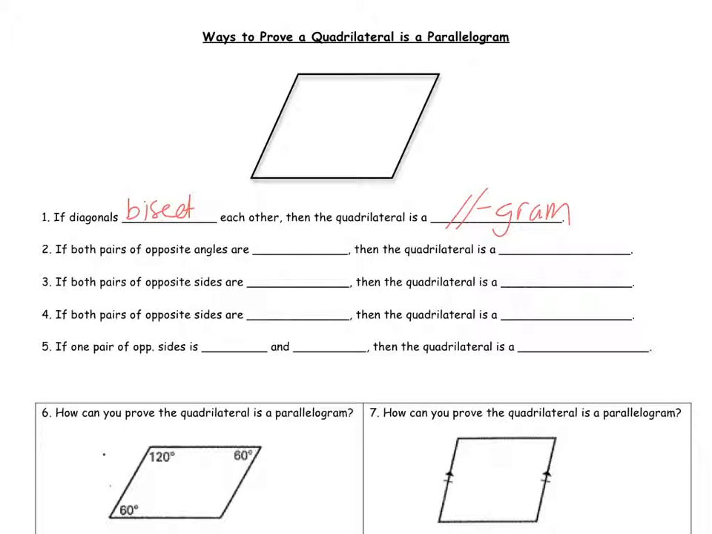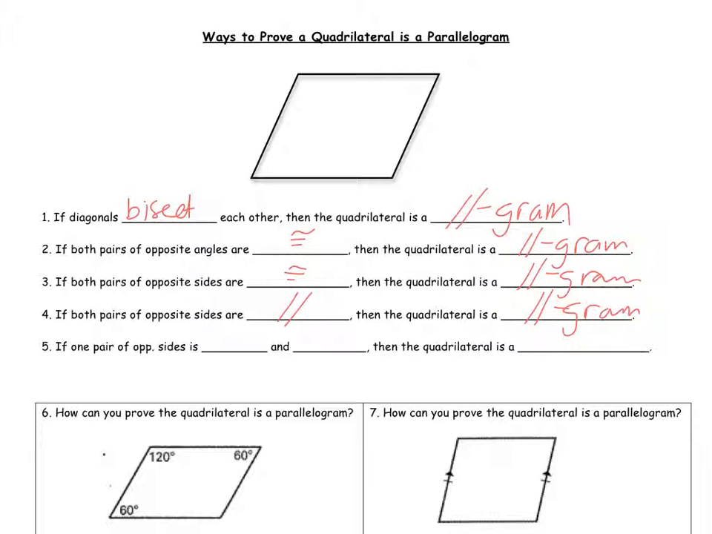All right, so if both pairs of opposite sides are blank, congruent, then it's a parallelogram. If both pairs of opposite angles are, oh, we had congruent already. Oh, these are angles, sorry. Both pairs of opposite angles are congruent, thank you, then it's a parallelogram. And if both pairs of opposite sides are also parallel, then it's a parallelogram.